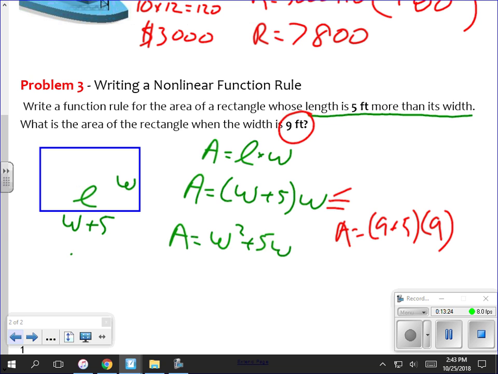9 plus 5 is what? 14. So my area is 14 times 9, which would be 90 plus 36, what? 126? 126. Piece of cake, right? Piece of cake. Questions? Okay.